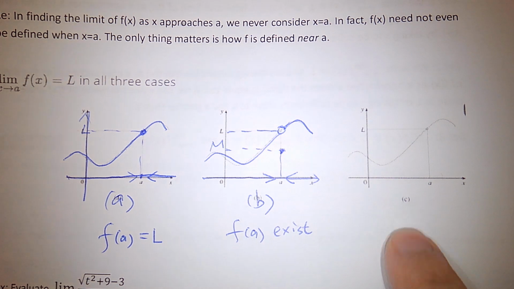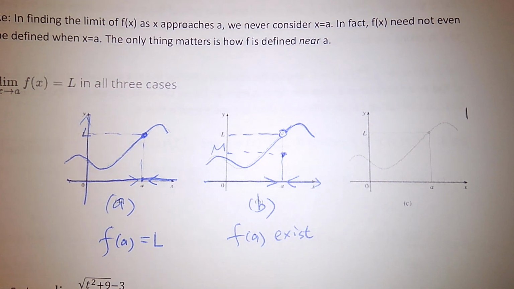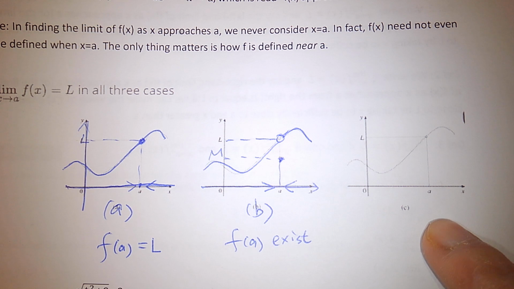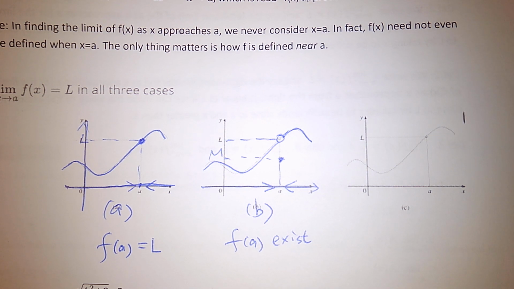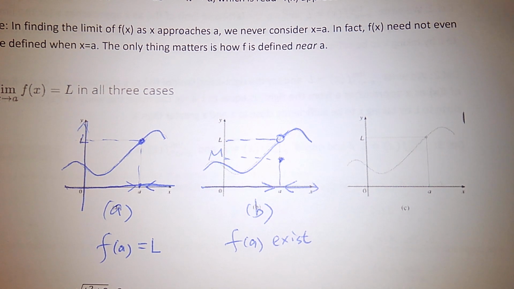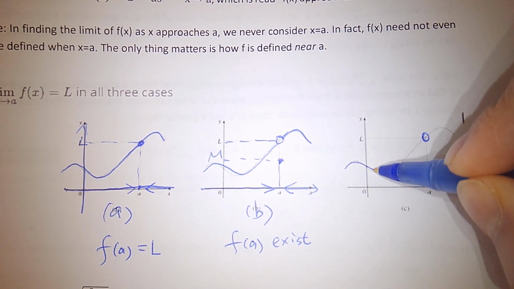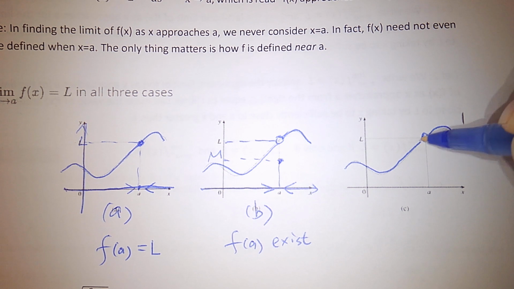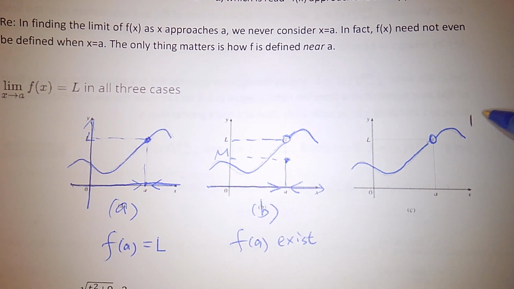How about the third case? What is the difference in this case? There's no point for a. It's just undefined. Is this an open circle? Yep. There'd be no point in closing it. It looks like a closed circle, but if it were closed, it would just be cracked. What's the difference between case C and case B? This is case C.